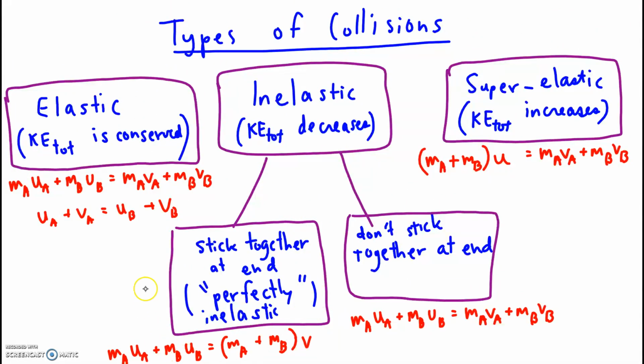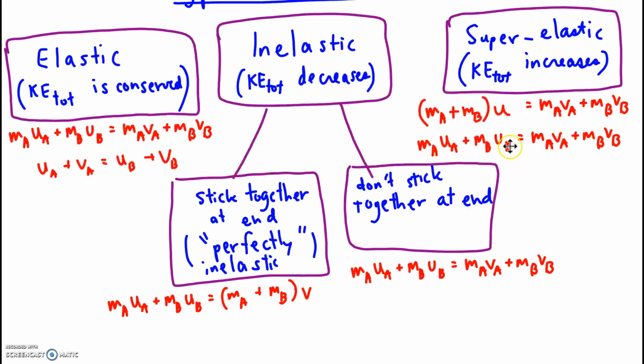So these are the types of collisions. These are also the equations that we use for each. Notice that for superelastic, you can kind of think about this equation if you want. You just need to put the same value of u here and here for A and B. And likewise, for perfectly inelastic, you can still use this equation. You just have to remember that the two v's are the same. So this is a more complete picture.